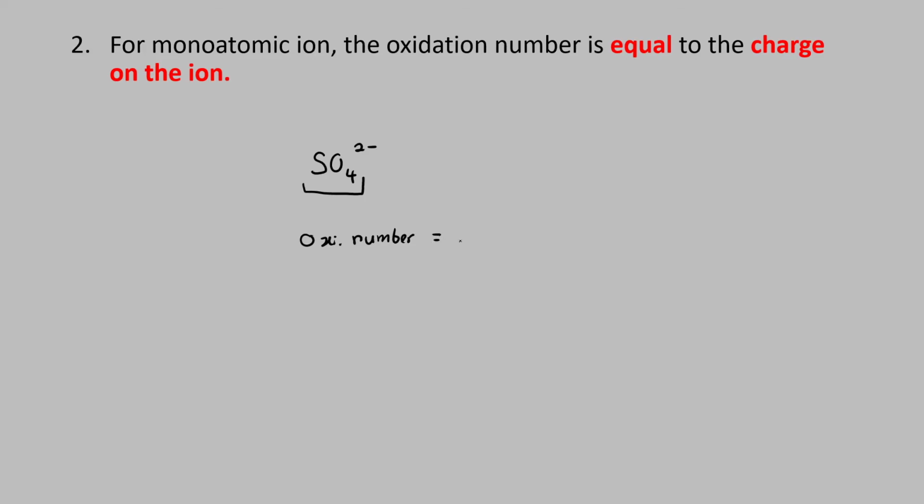Okay, oxidation number usually kita akan tulis -2. Tapi kalau dekat the notation, SO4 kita akan tulis 2 minus. Minus dekat belakang. Don't ask me why, but people write it that way.